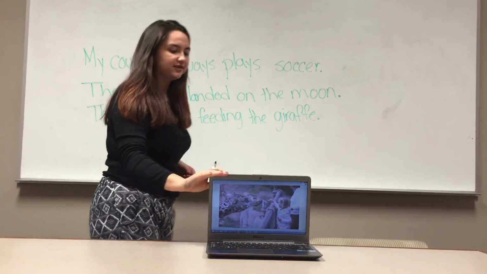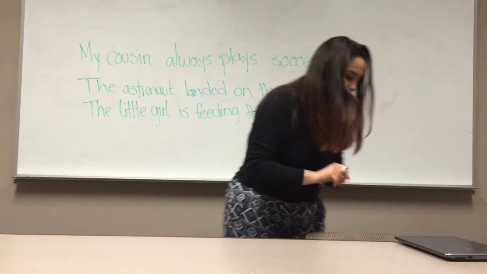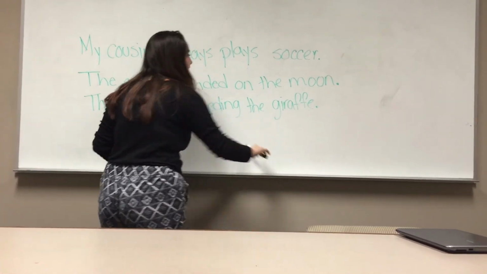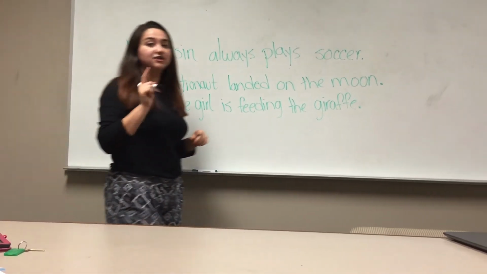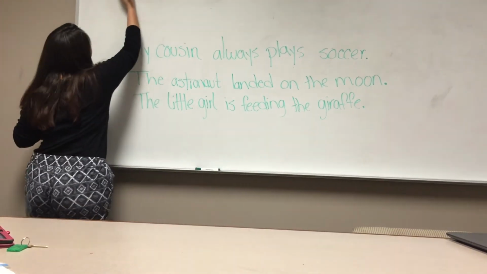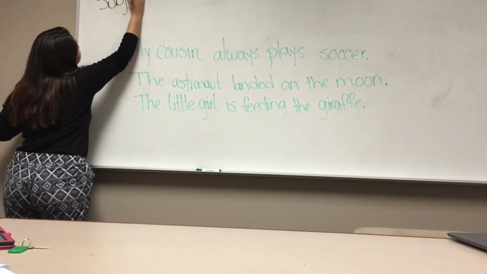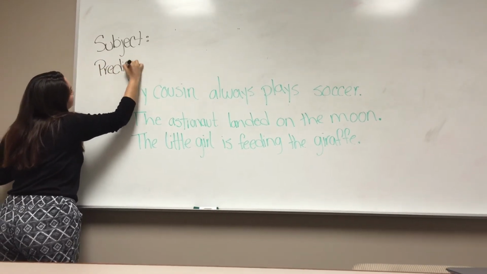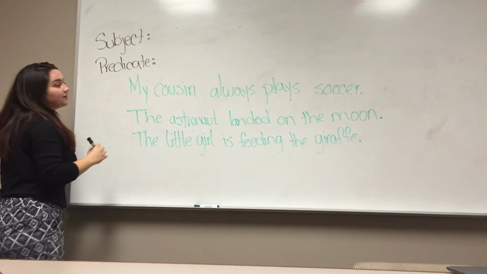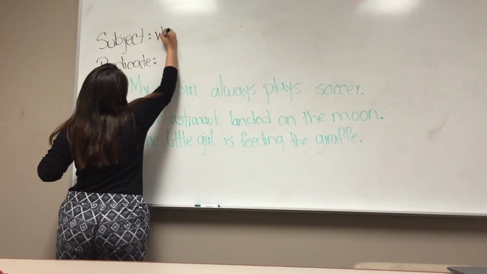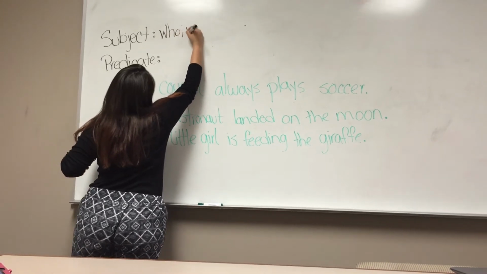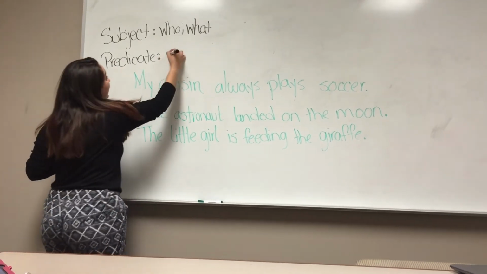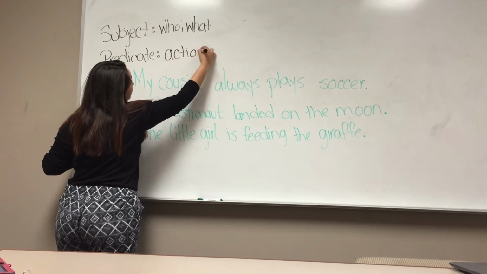Okay, so now that we're done describing our pictures, we're gonna dissect. We're gonna be scientists. We're gonna dissect our sentences and find the 2 parts of our sentences. So each sentence, each complete sentence, has a subject and has a predicate. The subject would be the who or what the sentence is about. And the predicate would be the action. The action going on in the sentence.